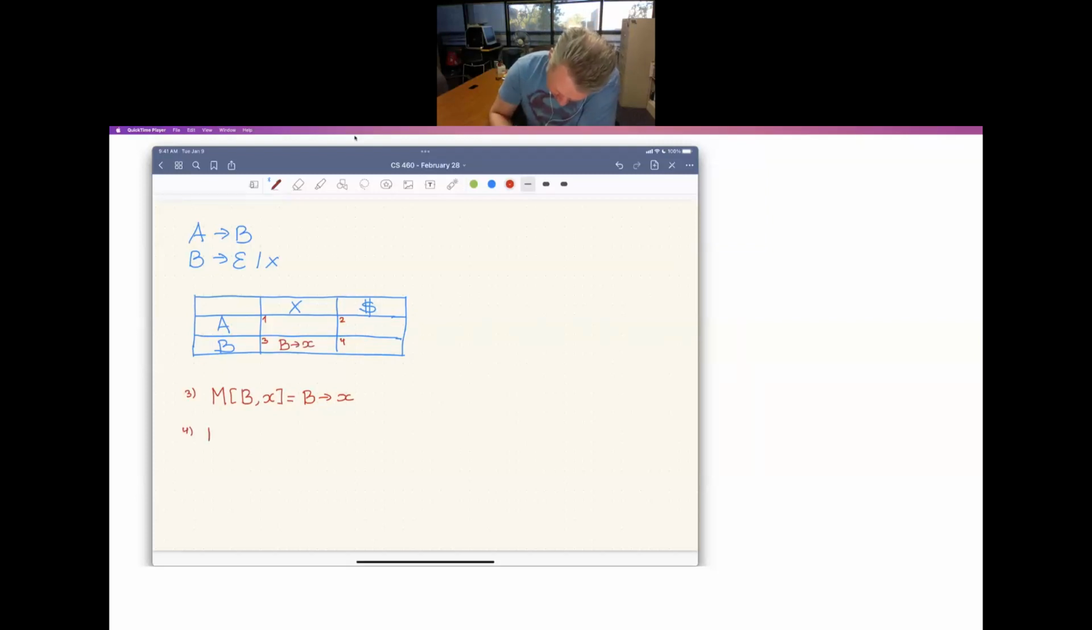What about number 4? M of B comma dollar. Well, I have two things I can do. It can either be an error, or it can be B goes to epsilon. So should it be an error, or should it be b goes to epsilon? Well, it should only be b goes to epsilon if that dollar is in the follow set of b. Is dollar in the follow set of b? Well, it's in the follow set of a, and a goes to b, so yes. So it should be b goes to epsilon because dollar is in the follow of b, right? So we get b goes to epsilon.